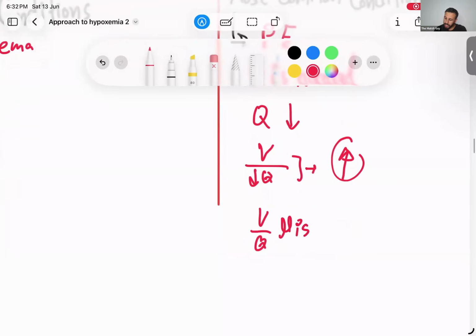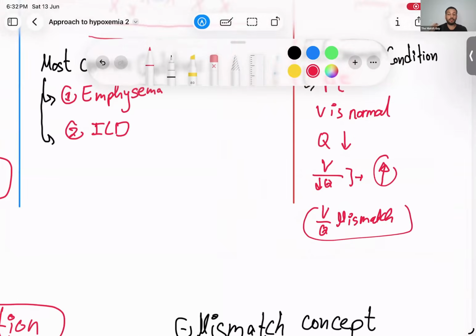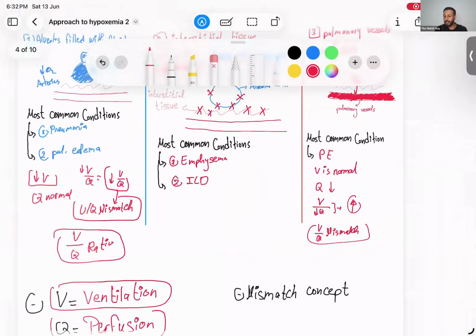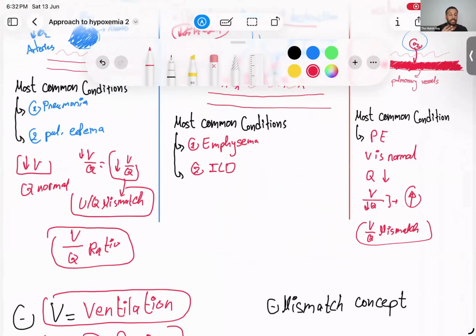So mismatch could be named after increased or decreased VQ. It's just a VQ outside of the normal range, whether it's increased or decreased. I know this concept, guys, is very hard. So if any one of you has any question, tell me before proceeding to the next one. Yes, if the perfusion is zero, the VQ is going to be infinity.